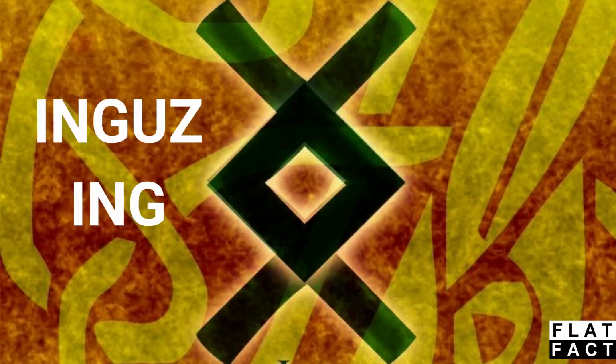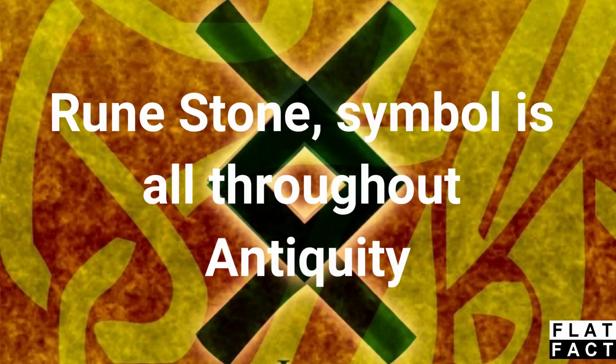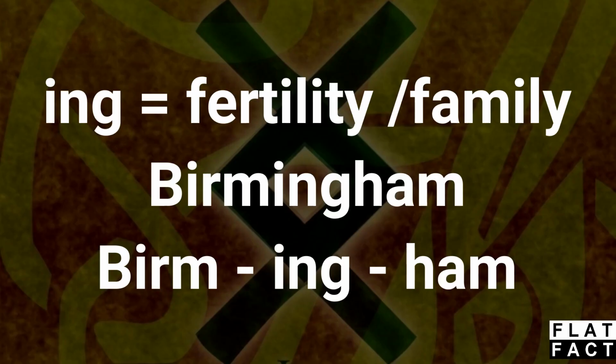I was in the middle of making a video about this symbol. This symbol is Ingaz, or Ing. It is an old symbol. It means family, fertility. This is the basic translation. The meaning of this symbol can be found in many place names. For example, Birmingham. When we look at the word, we have Birm, Ing, and Ham.